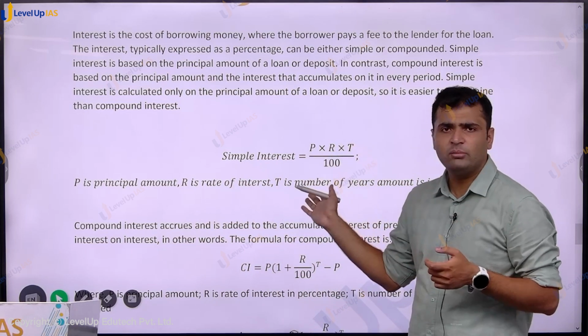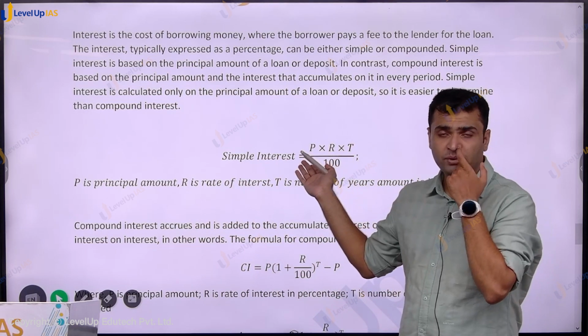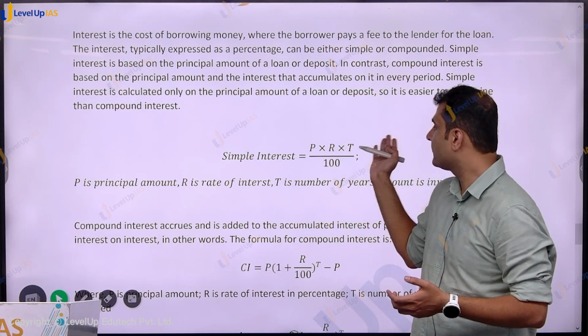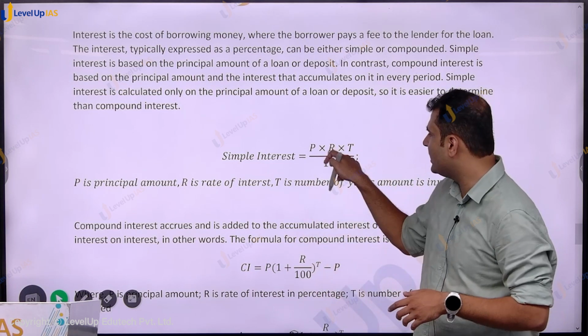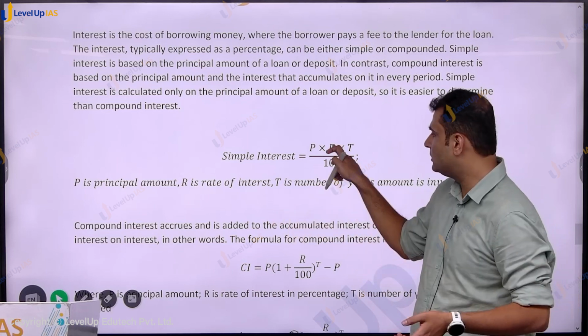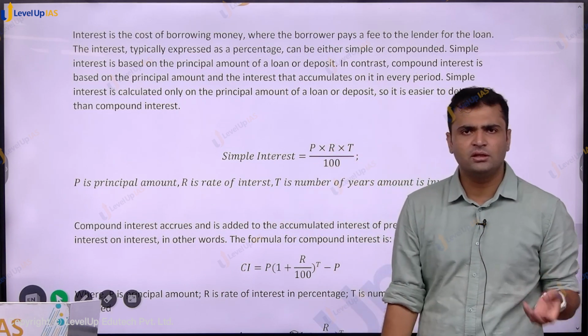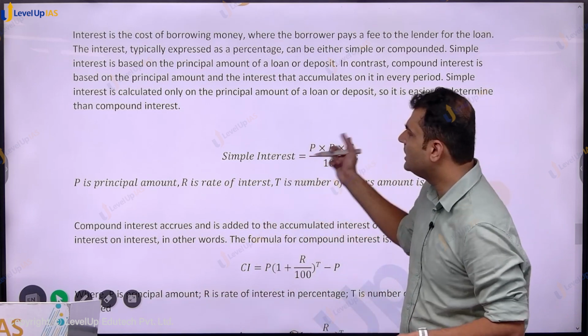So what is the interest that you are receiving? P into R into T by 100. So P is principal, 100 rupees, R is rate of interest, which is 10%, and T is time. R by 100 is actually 10%. So 10% is 10 by 100. So R is rate of interest, T is time for which you are invested in years. That is the simple interest.